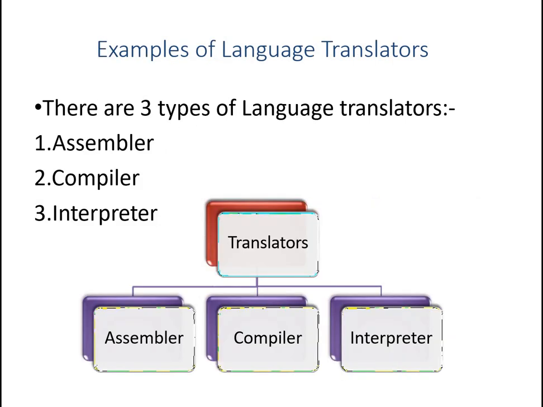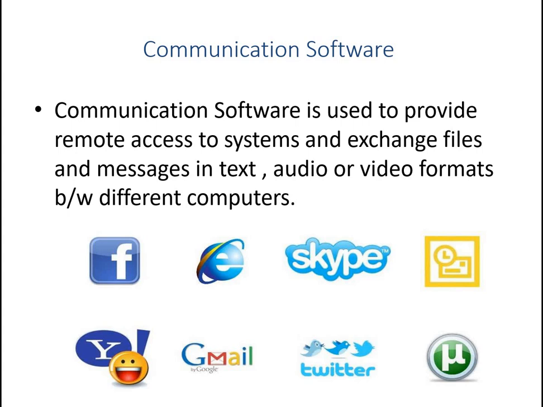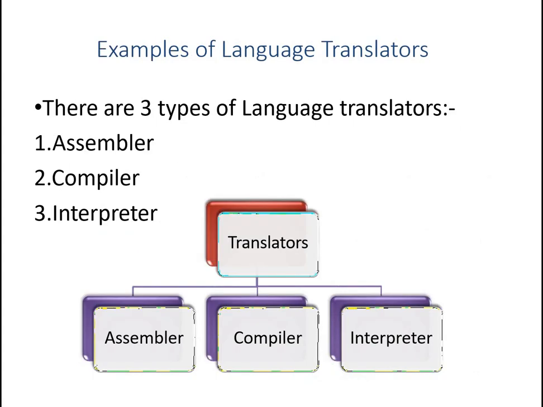Okay. The next one is examples. Some of the examples of language translators are assemblers, compilers, and interpreters. So the assembler is something which will enable you to assemble all your high-level languages and translate it. And compilers and interpreters are also such kinds of language translators which will help you to translate the high-level language to the low-level language, the machine language.